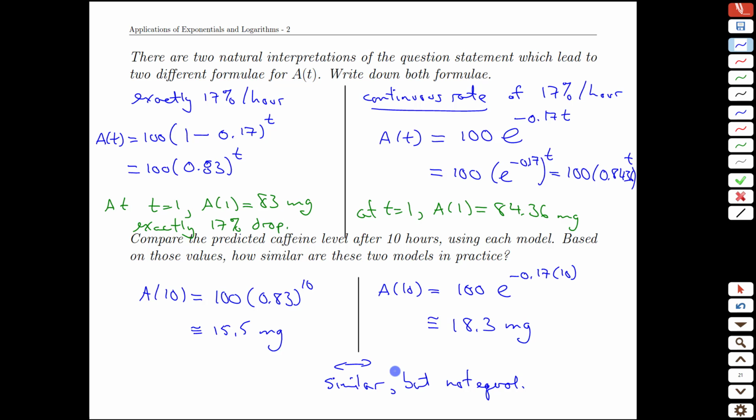In the next video, we're going to dive into the issues around continuous rate versus other rates and how they get phrased, and how you know which of these two models to go directly to if you're given that kind of quantity, like 17% loss per hour. How do you know which of these two to use? It is quite clear-cut in most cases, but I just want to remind you that these two models do exist, and you should be comfortable with both of them.